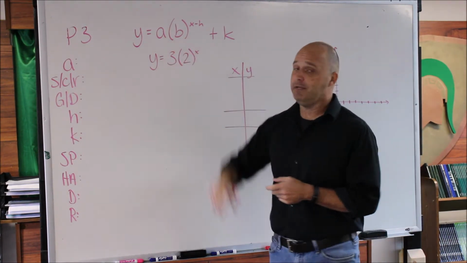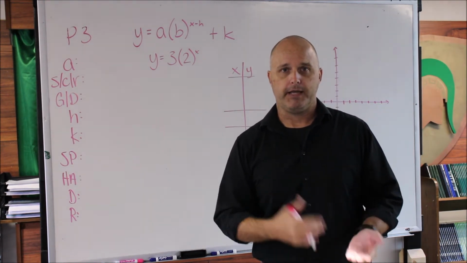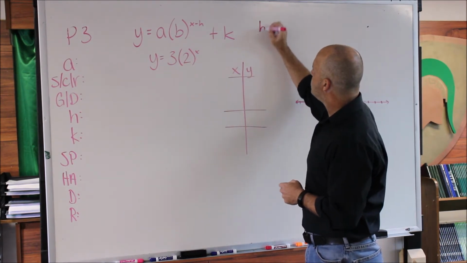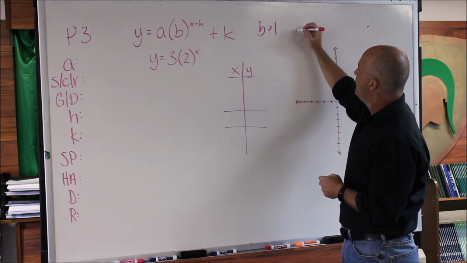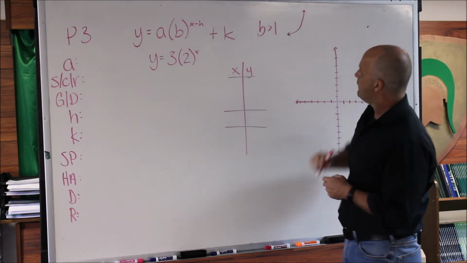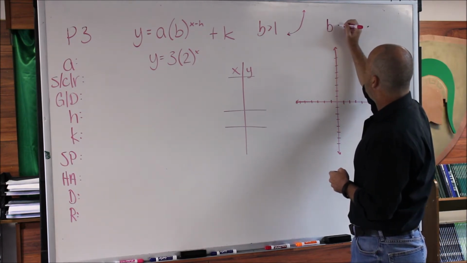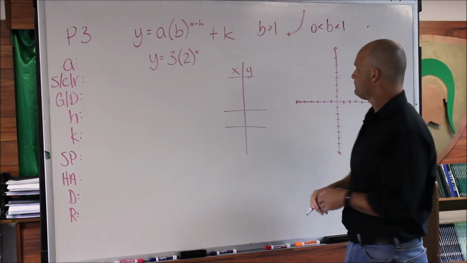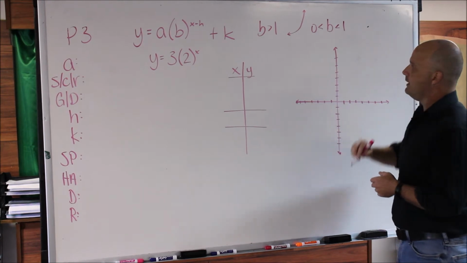But now we have a b value, and this is a very important thing to know. The b value is going to represent your growth or your decay. So if you have a growth model, what that means is that b is going to be greater than 1. Okay? And then if you have a growth model, then that means that your graph is going to look like this. If you have a b value that is less than 1 but is greater than 0, so it's in between 0 and 1, so let's say a half, 3/4, 5/8, whatever, it's going to represent a decay model.